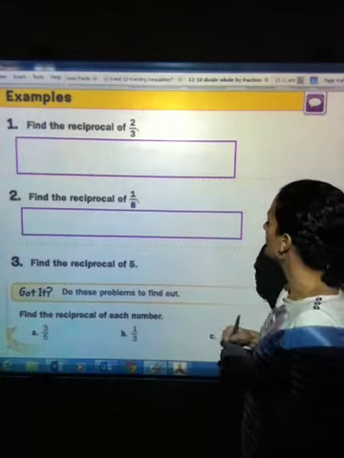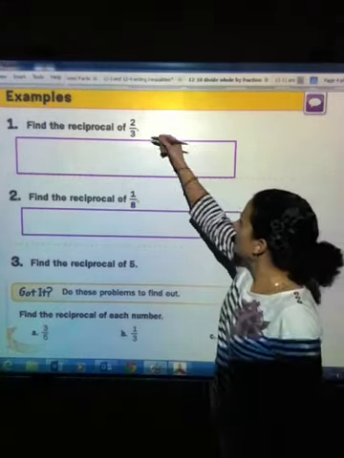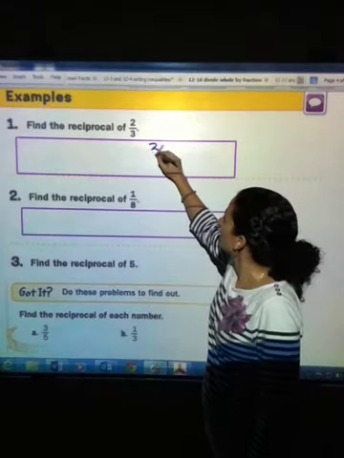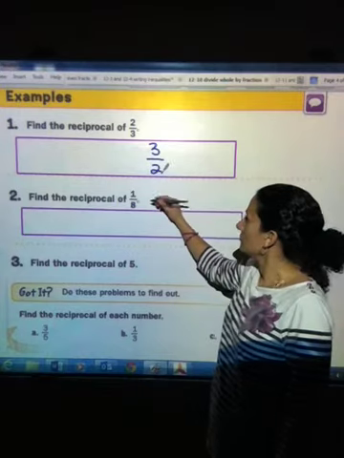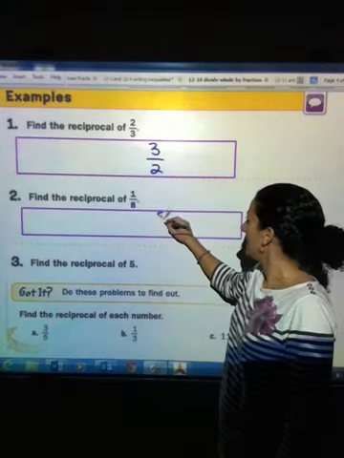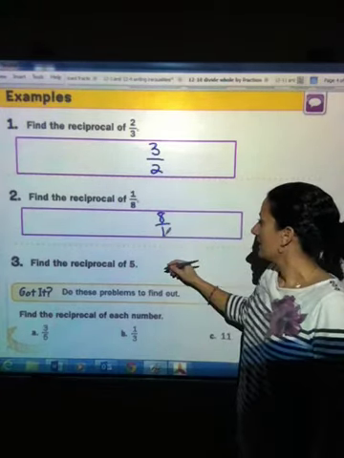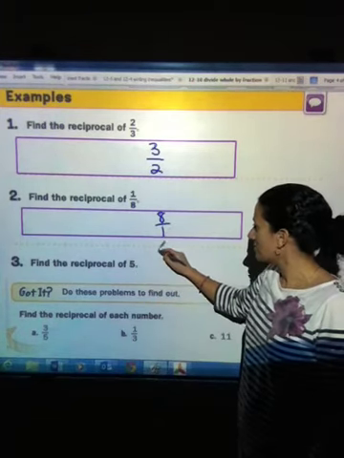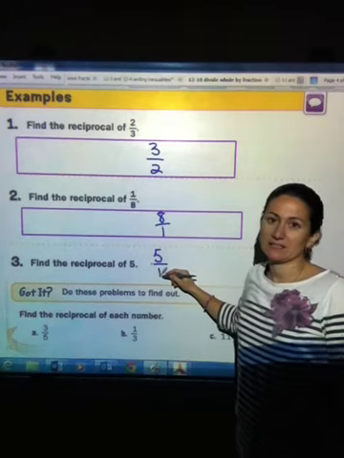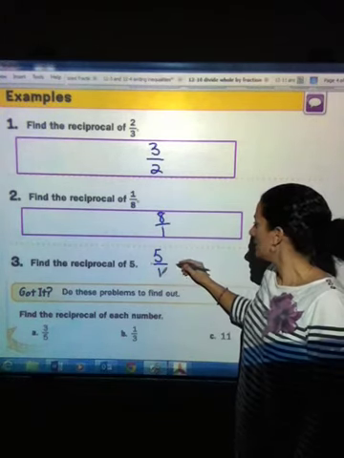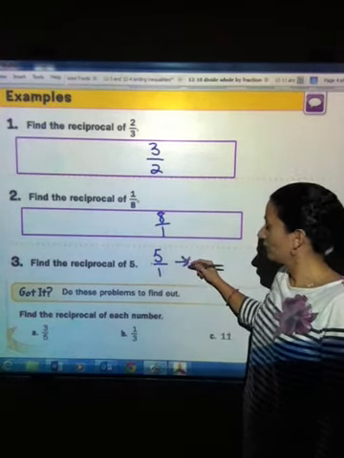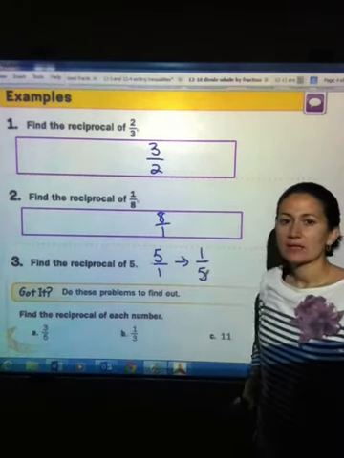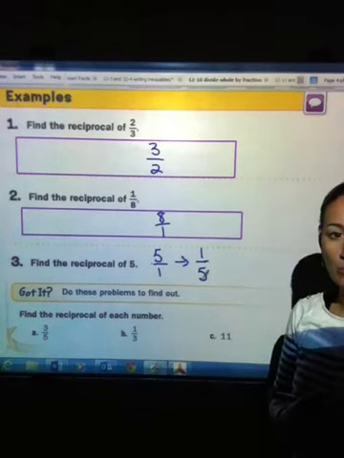So to find the reciprocal of 2/3, you simply flip the 2 and the 3. The reciprocal of 2/3 is 3 over 2. The reciprocal of 1/8 is 8 over 1. The reciprocal of 5, since 5 is actually 5 over 1 as an improper fraction, is 1 over 5. Make sure you understand what reciprocal is.